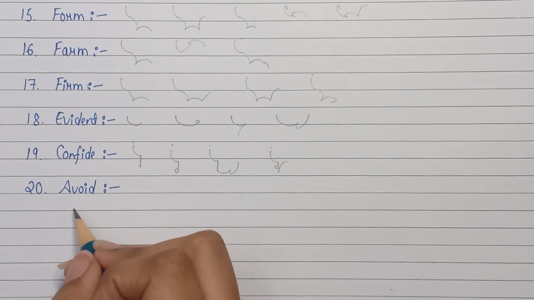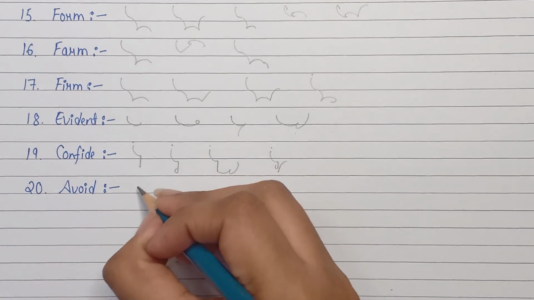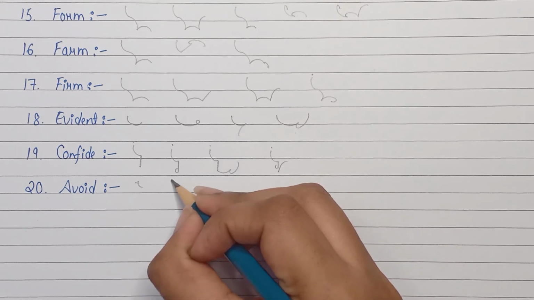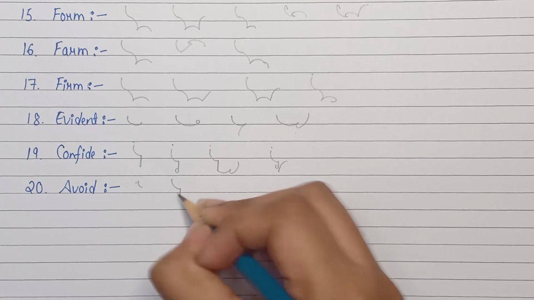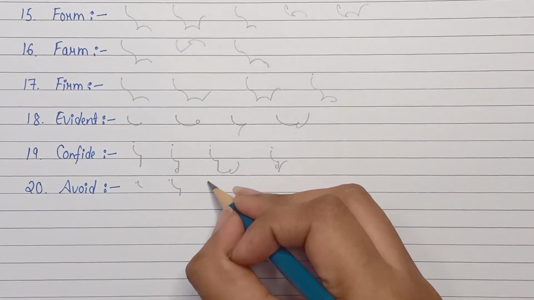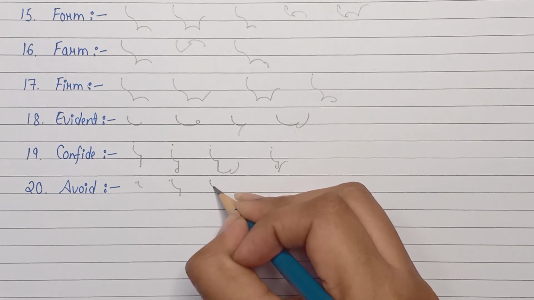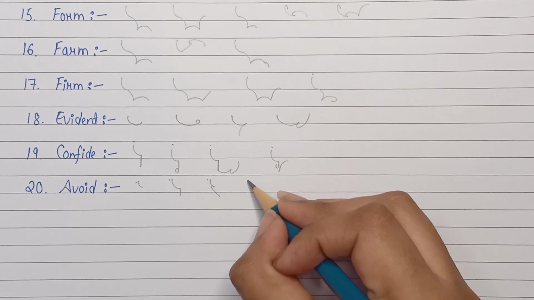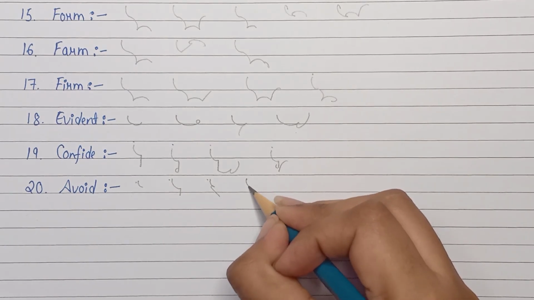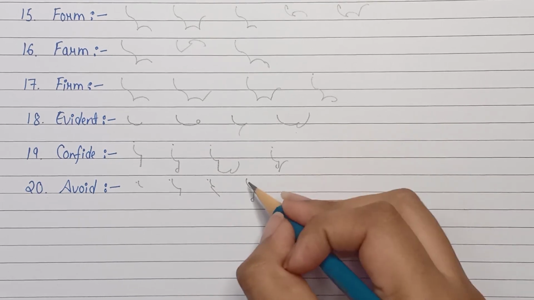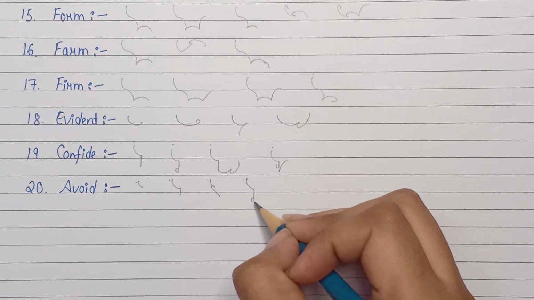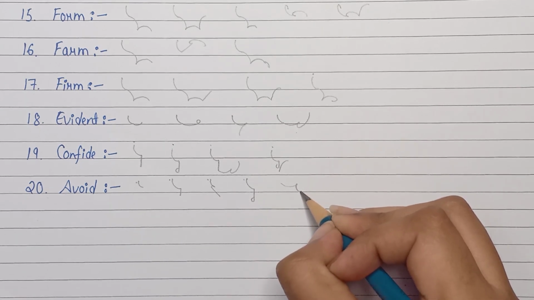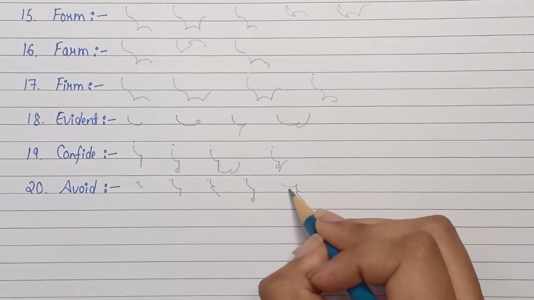Okay, next and last one is avoid. So half length of V and avoid. V half length of D, avoided. Next V and able, so this is avoidable. V D N S and this is avoidance. Next un V half length and able, so this is unavoidable.